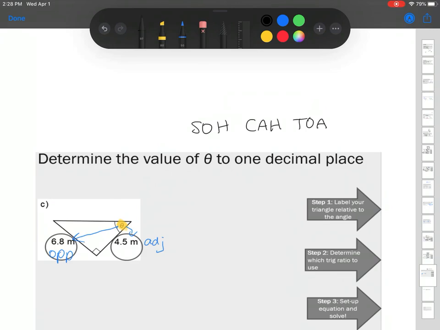Mommy, shh. Can I do something else? Yes. Okay, we have opposite, we have adjacent, so that's going to be tan. Can I do this? Yes.